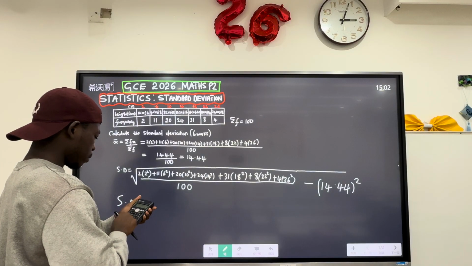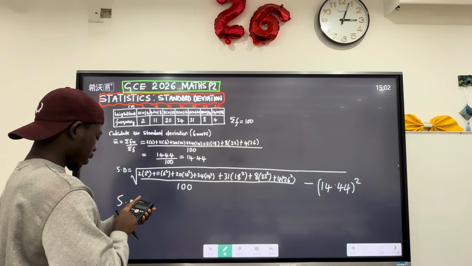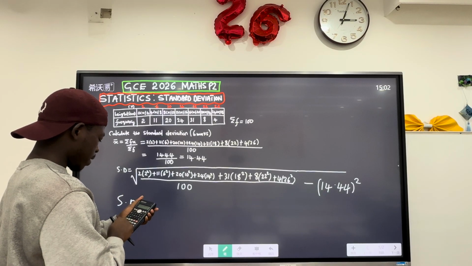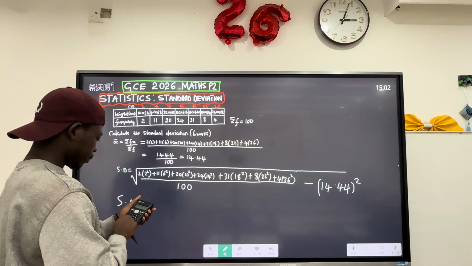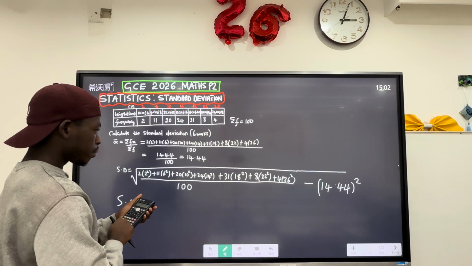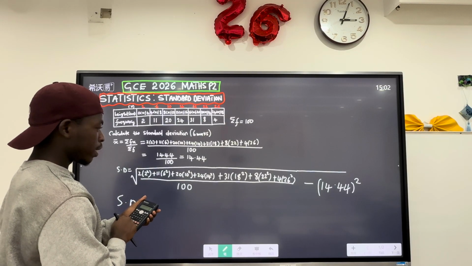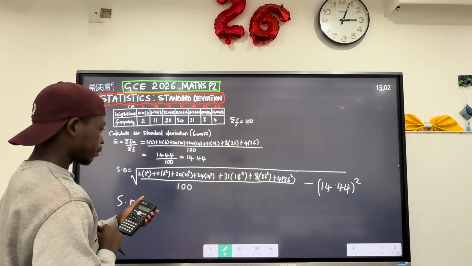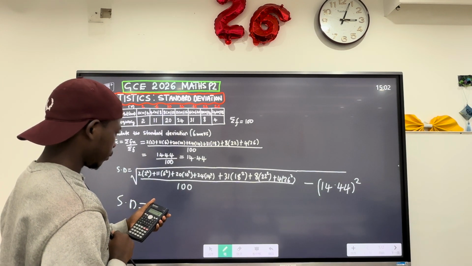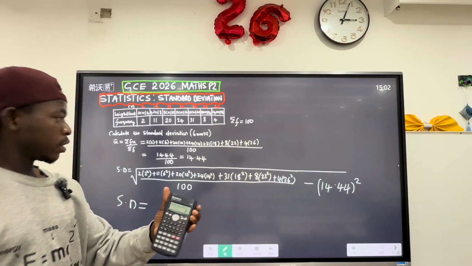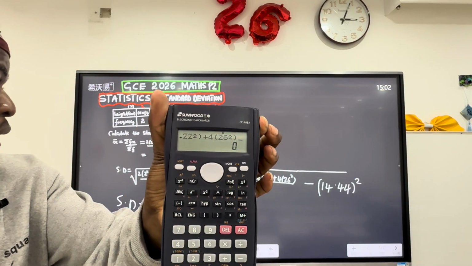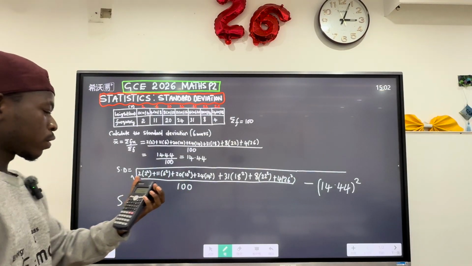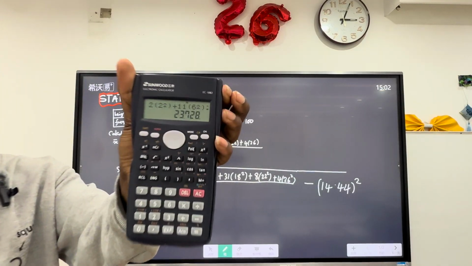plus 31 multiplied by 18 squared, plus 8 multiplied by 22 squared, plus 4 multiplied by 26 squared. Okay, so this is where we end with our multiplication on top. Then we're going to say equals. So when I say equals, it's giving me something like this.